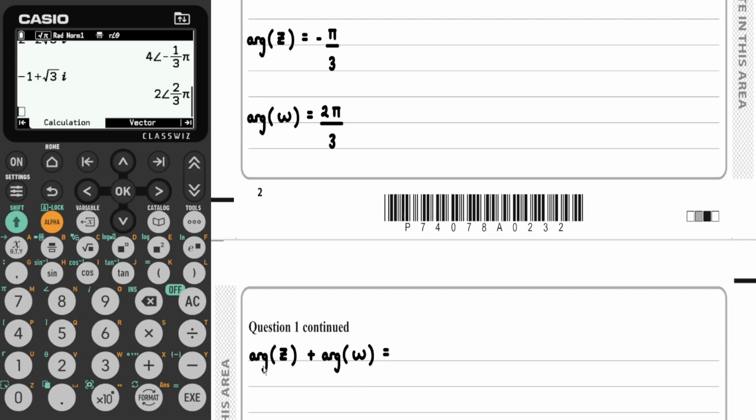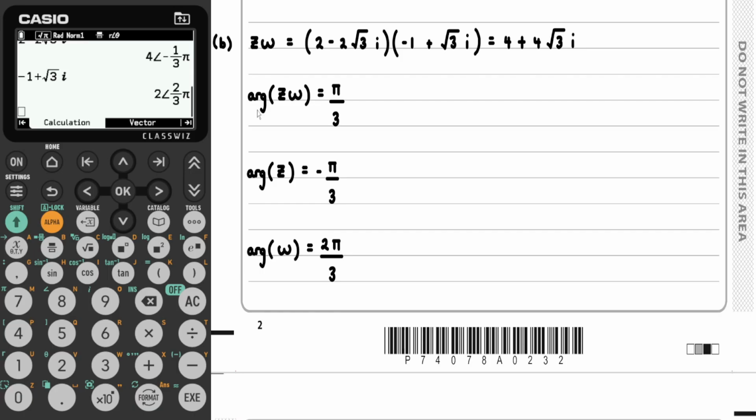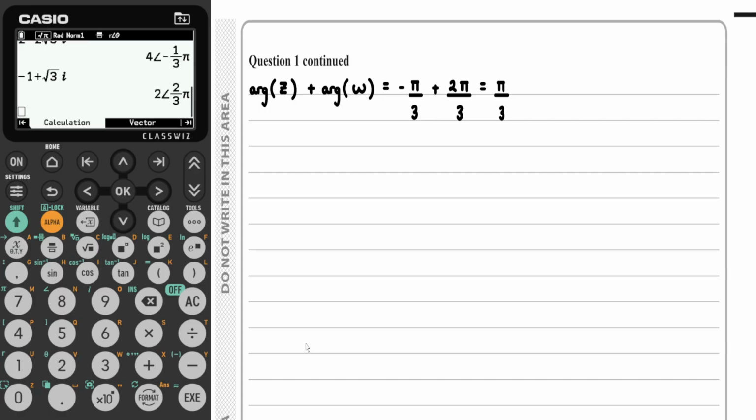If we now add together the argument of z to the argument of w, we have negative pi over 3 plus 2 pi over 3, which is pi over 3. And that is what the argument of zw is, pi over 3. Meaning, the argument of zw is equal to the argument of z plus the argument of w, which is pi over 3.